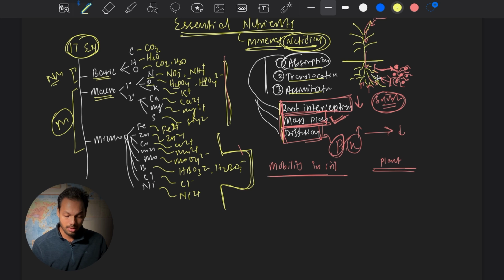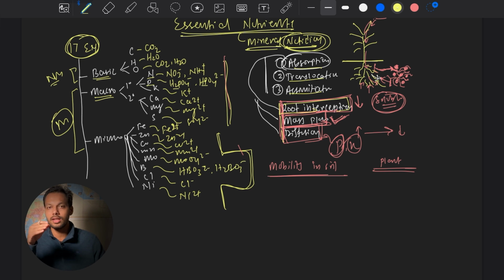Then root interception, the least amount of nutrient is taken up through root interception, because root interception means when the root is moving in the soil, the root has to come close to the nutrient point and take up that nutrient. But while the root is moving in the soil, it moves along the aggregate. That means it cannot enter the aggregate, it moves along the aggregate. So the root-soil contact is not proper. As there is minimal root-soil contact, most of the nutrient may not move inside the plant system through root interception.